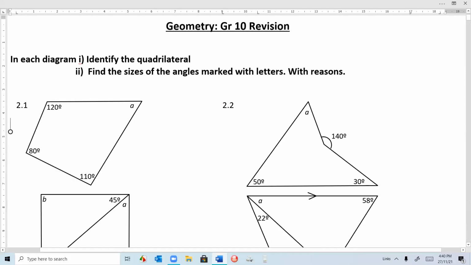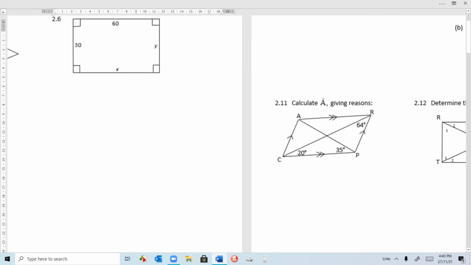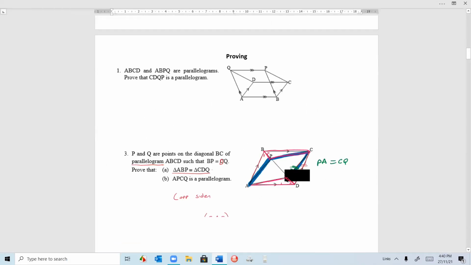Sorry, my entire diagram just skipped in front of me now. I don't know why it did that. Strange things happen when you're going online.